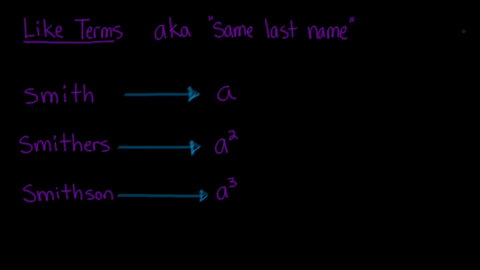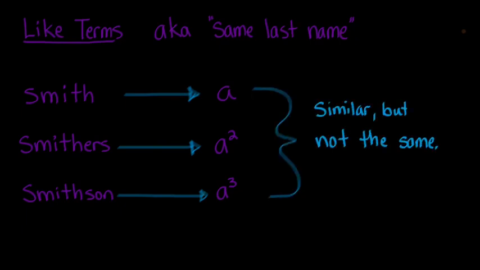And when we're adding and subtracting polynomials, it's not like our multiplication rules where we could just add up the exponents, right? This is just adding. You can only add like terms, right? They're similar, but they're not the same.